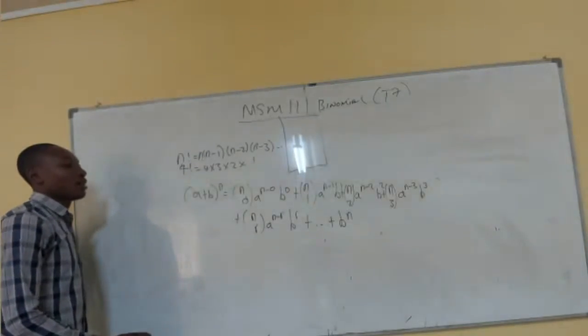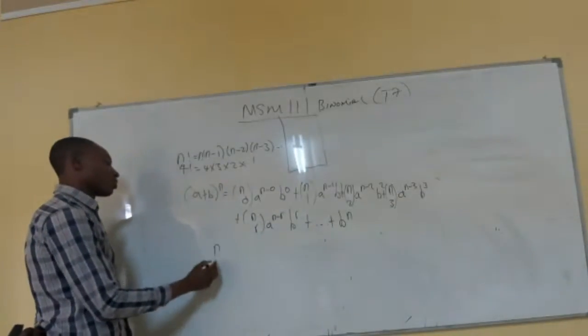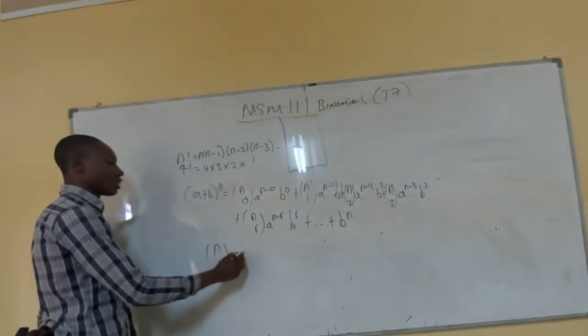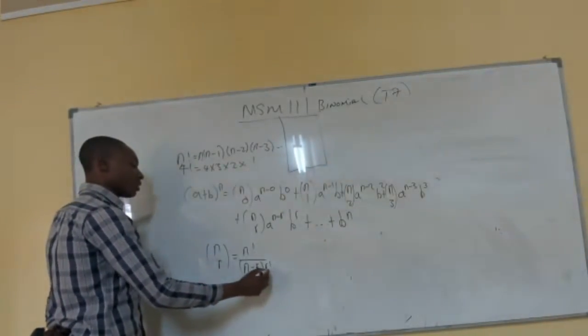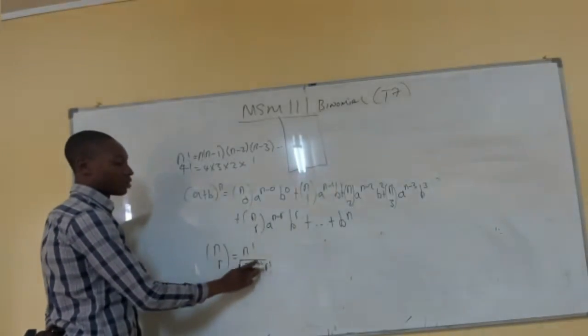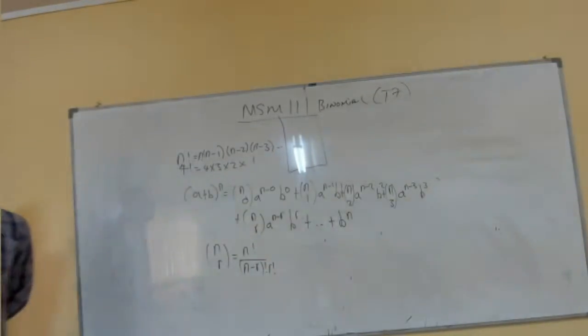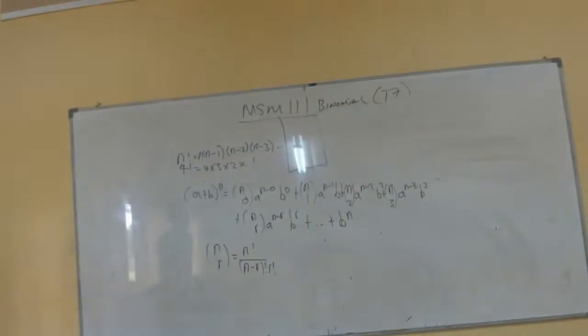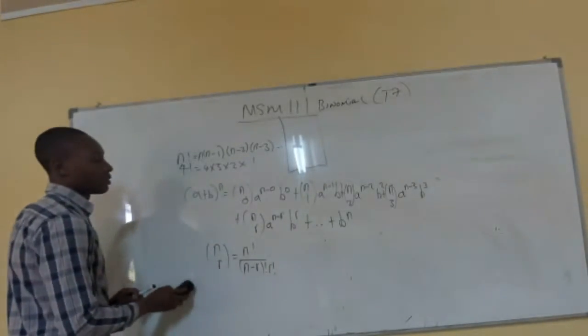Alright, so we also have another general formula which we'll talk about later on. What did we say? n choose r is actually n factorial over n minus r factorial, r factorial. Okay, so this is the formula for n choose r. Let's use this to solve some questions.